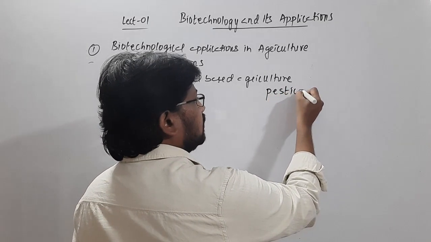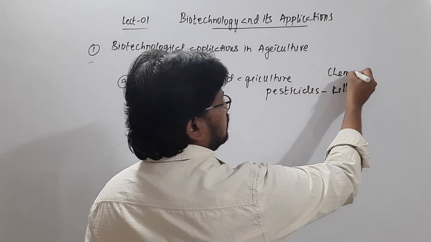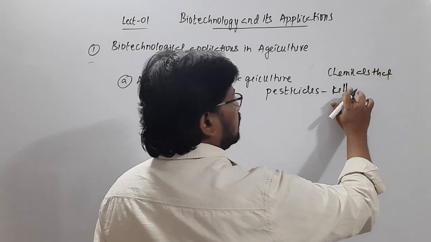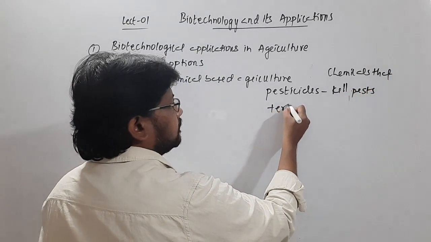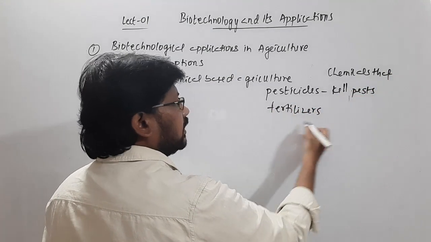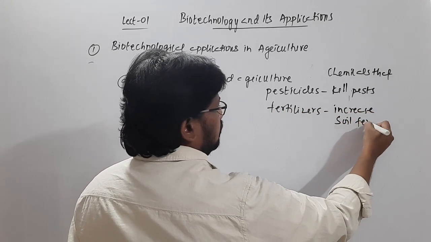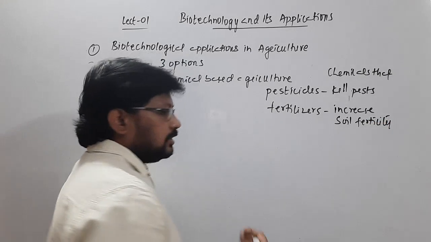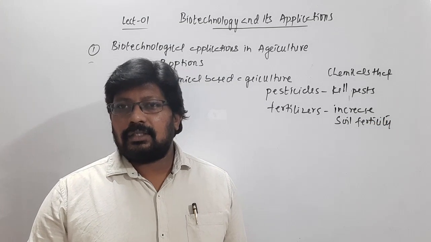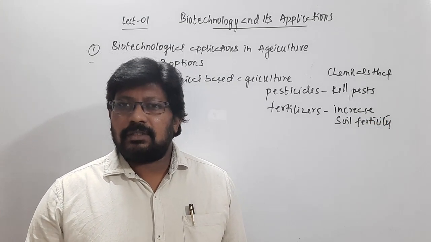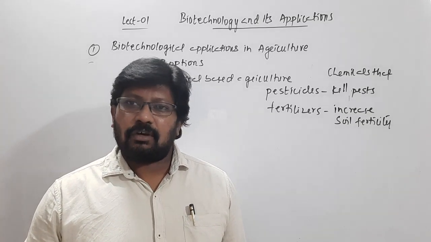So in this, the pesticides are chemicals that kill pests. And fertilizers, so these are synthetic fertilizers that increase soil fertility. So what happens is, as we continuously grow the crops in the agricultural field, there is a chance that most of these minerals will be exhausted. So it means the fertility of the soil gets decreased.